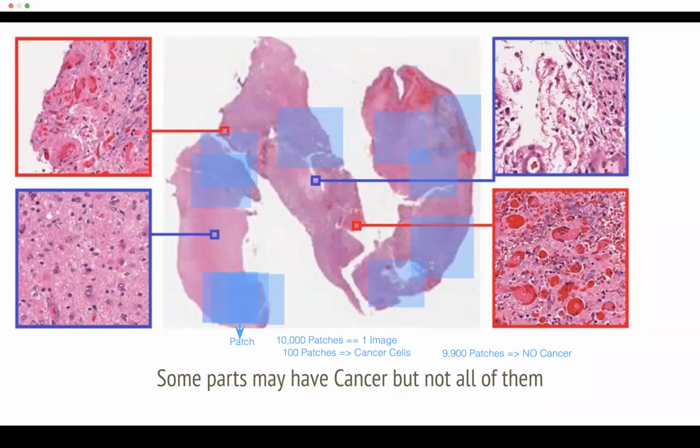Now, the question is, you want to say, oh, I just need to know which patch. But we don't know which patch has cancer. That's the whole purpose, right? We just know this person has cancer, and we don't know which patch has cancer.